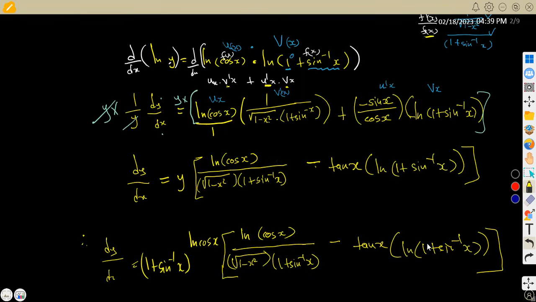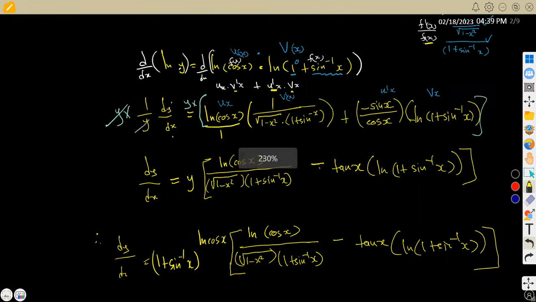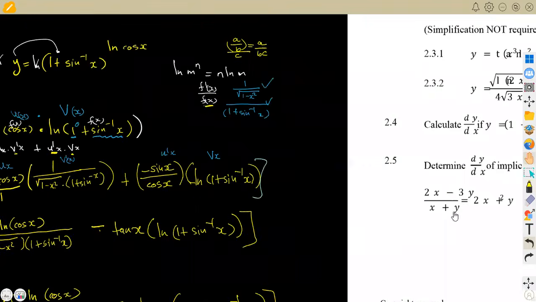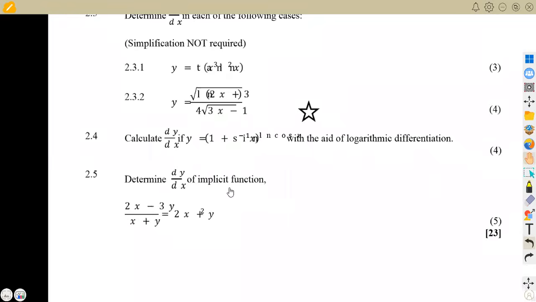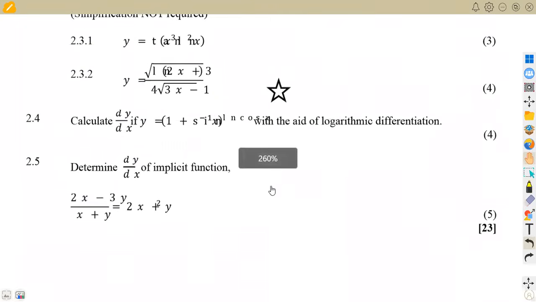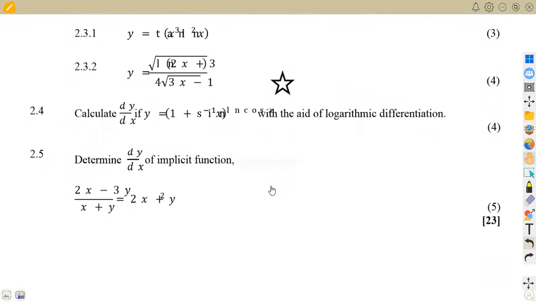Okay, so these are the typical questions that you can actually have, all right? And on the other part of the question, let's check what we're given. That's question 2.5 now with 5 marks. Determine dy/dx of the implicit function. Remember, an implicit function is the one that we cannot make y the subject, or we cannot make x the subject either. Either way, we can't make x the subject, we can't make y the subject.